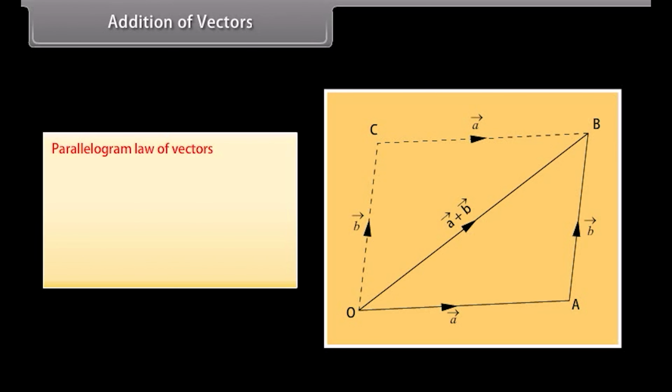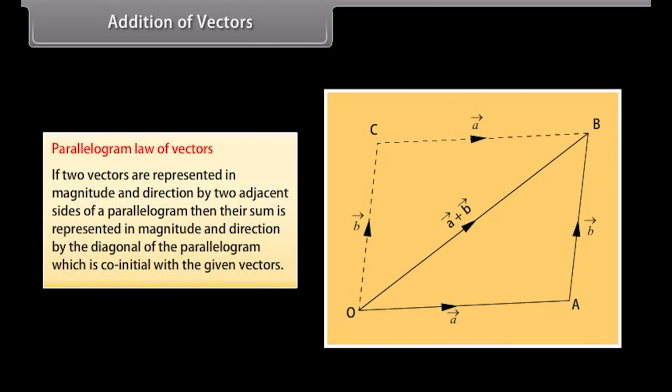Parallelogram law of vectors. If two vectors are represented in magnitude and direction by two adjacent sides of a parallelogram, then their sum is represented in magnitude and direction by the diagonal of the parallelogram, which is co-initial with the given vectors.